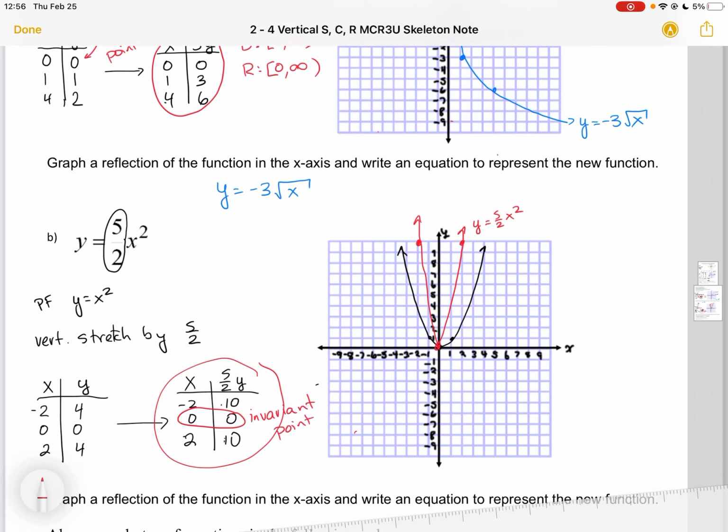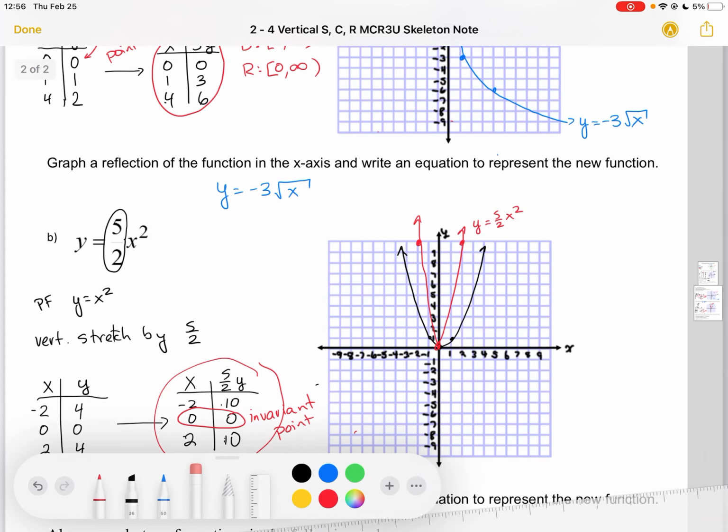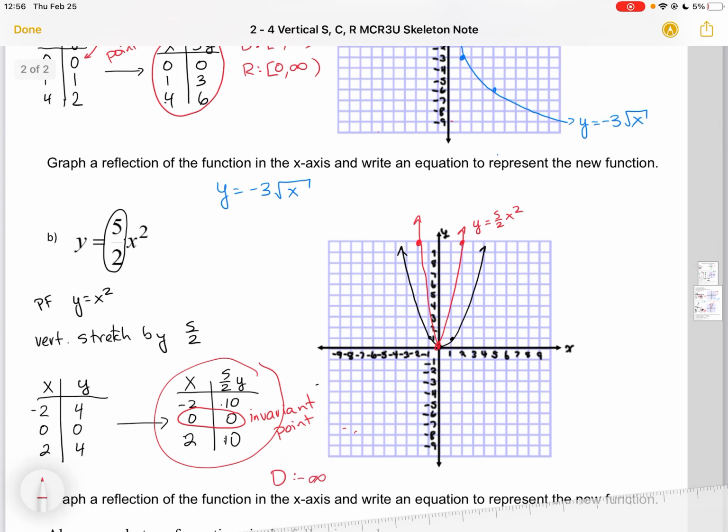And then I'm going to state my domain and range. So my domain hasn't changed from my base parabola. I can have any x value from -infinity to positive infinity, and my range is going to be the same as well. I can have any value from 0 to infinity.